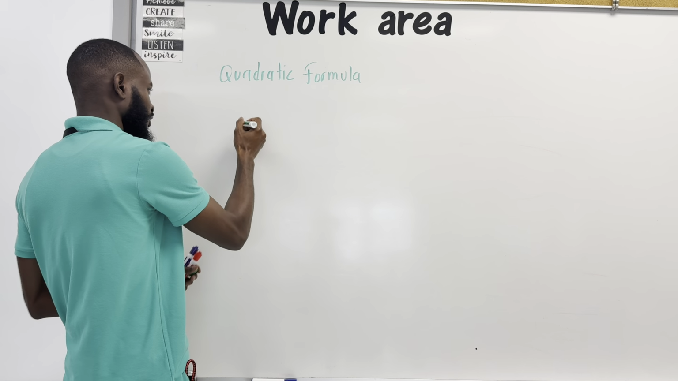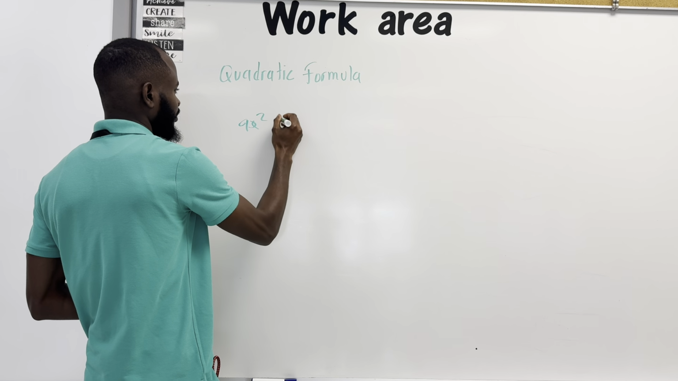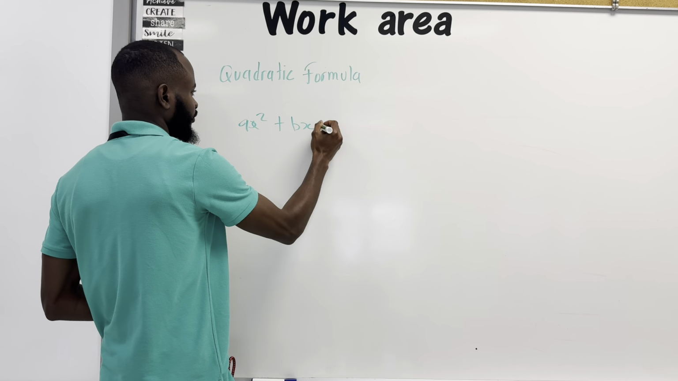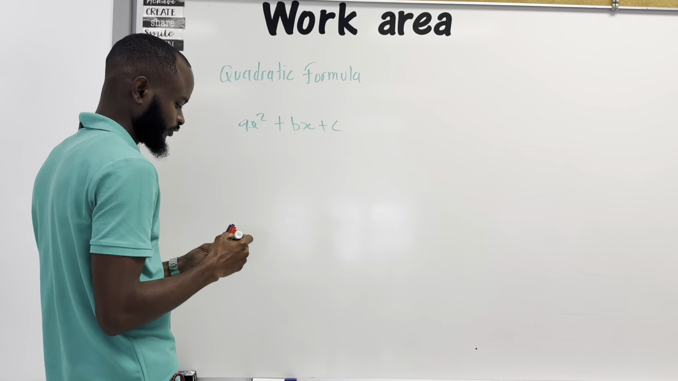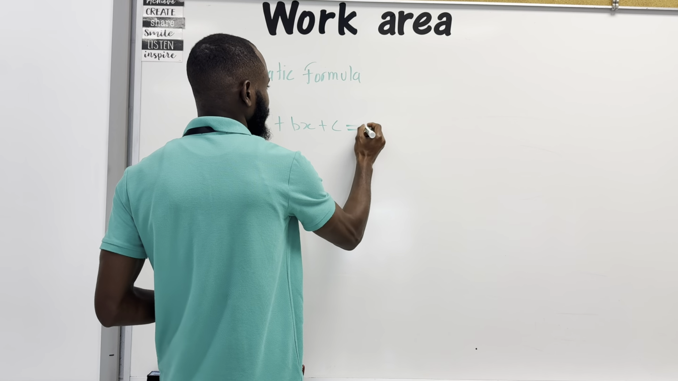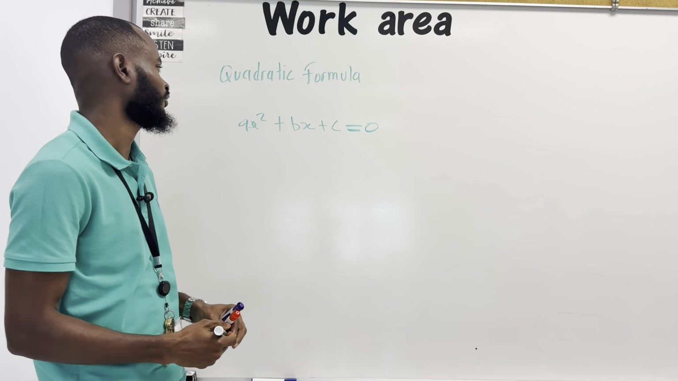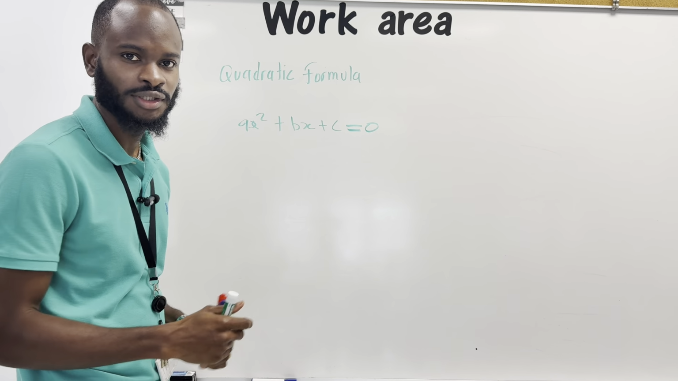Now, we know that a quadratic expression is in the form ax squared plus bx plus c, right? All right. But we want the equation. We know we're going to make that equal to 0. All right? Because then we want to solve for x, right? And we're going to do that.